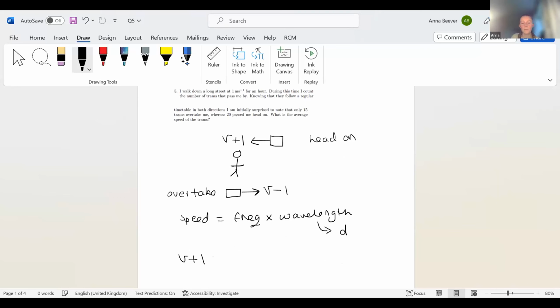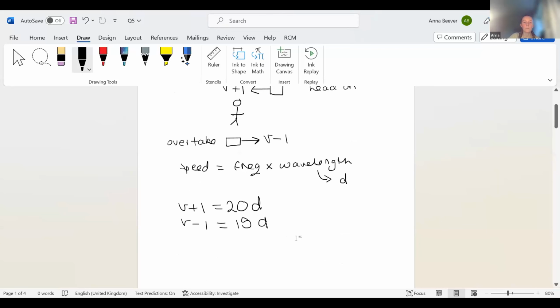So we can write out our two equations. v plus 1 equals the frequency of the head-on trams passing you, which is 20 times d, and v minus 1 equals the frequency of the overtaking trams, 15 times d. So then we have two equations and two unknowns. So if we take the top equation and divide by the bottom equation, we have v plus 1 over v minus 1 equals 20 over 15.